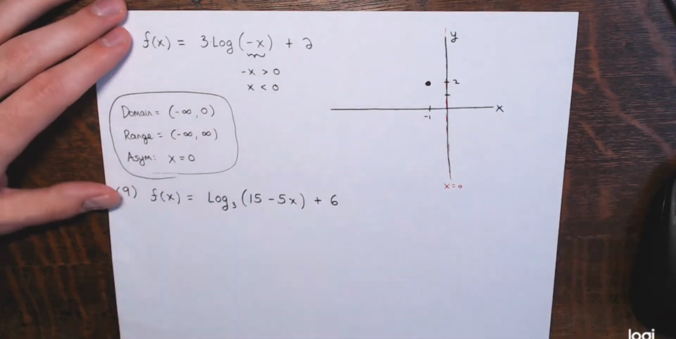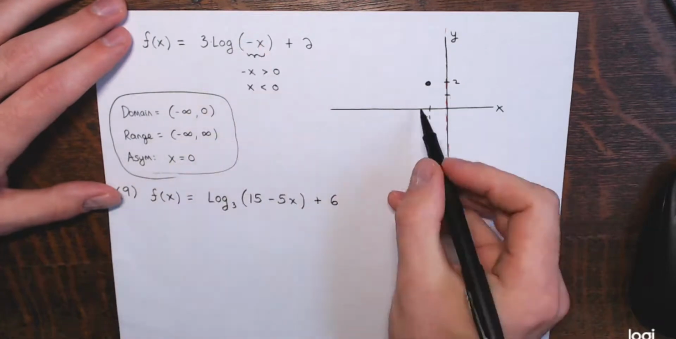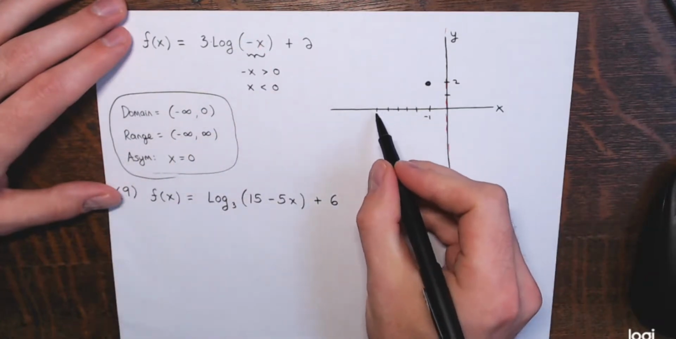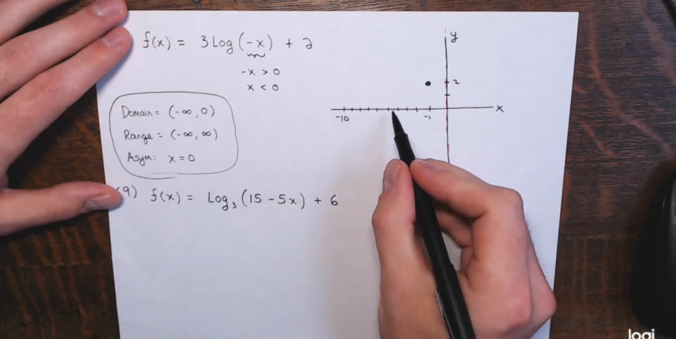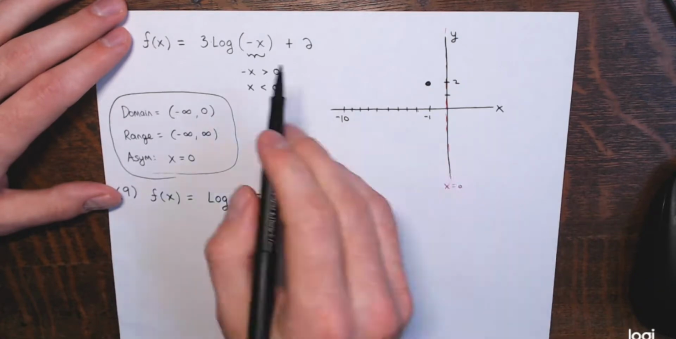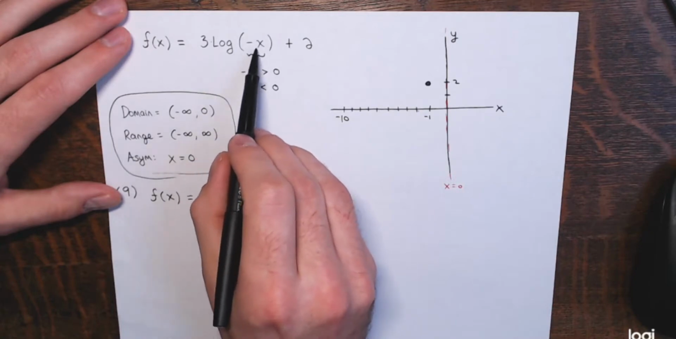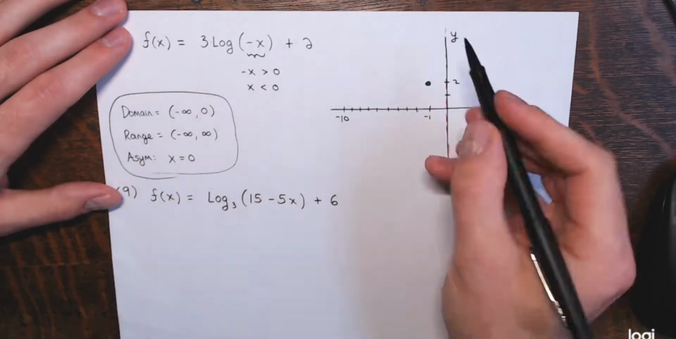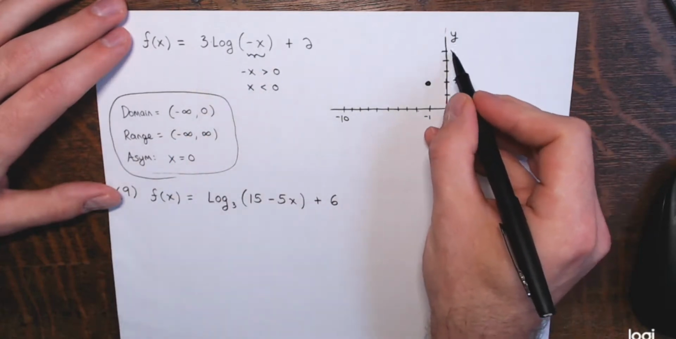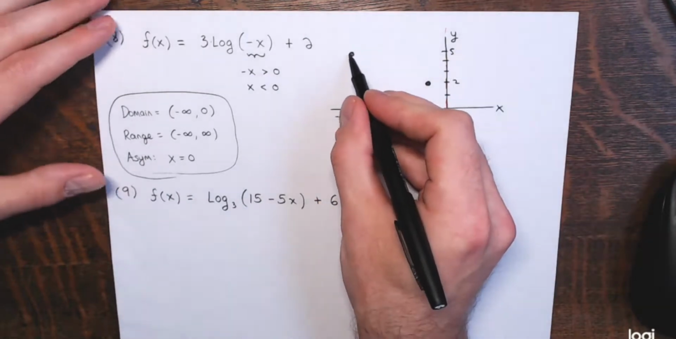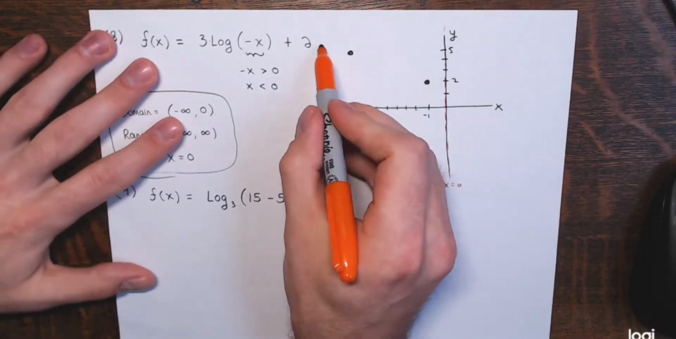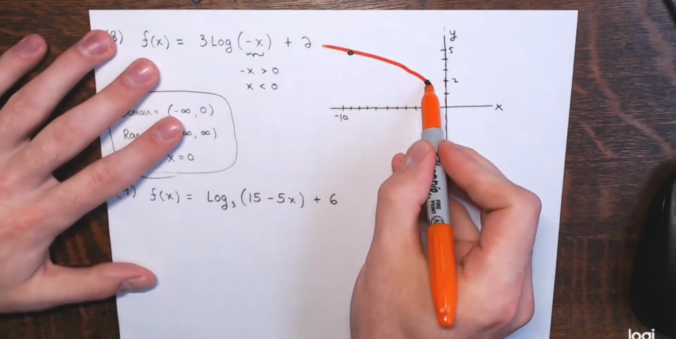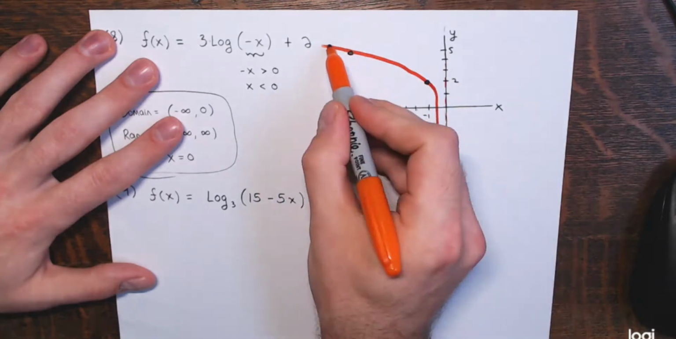And then if I plug in negative 10, you get the log of 10, which is 1, times 3 plus 2 would be 5. So (negative 10, 5) would be on the graph. And again, once you have 2 points and the asymptote, you should be able to make a rough sketch of any logarithmic function. So it's looking something like that.